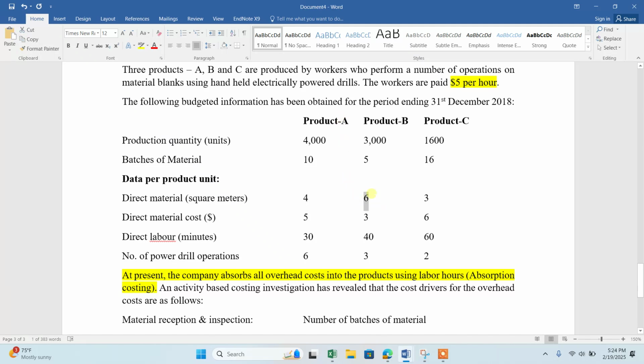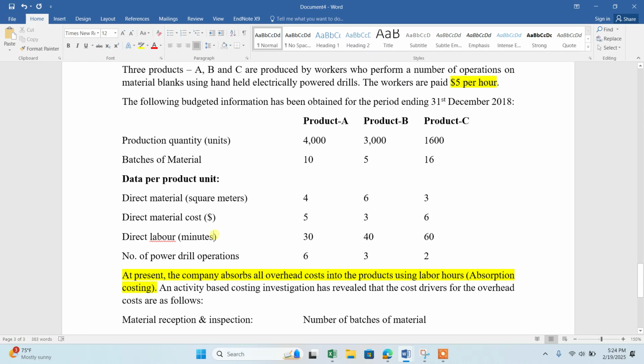To produce one unit of B, we require 6 square meters, and to produce one unit of product C, we require 3 square meters for direct material. The direct material cost per unit is given. To produce one unit of A, the direct material cost is 5. To produce one unit of product B, the material cost is 3. To produce one unit of product C, the direct material cost is 6 per unit.